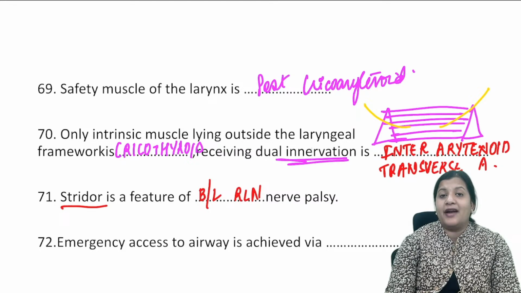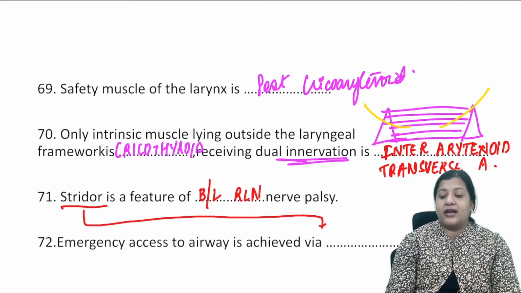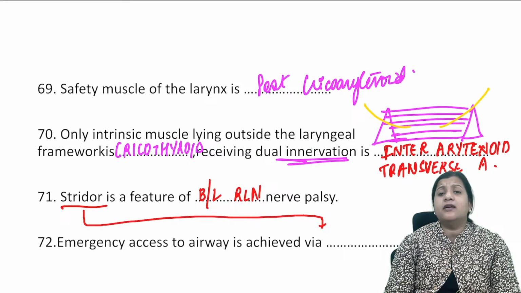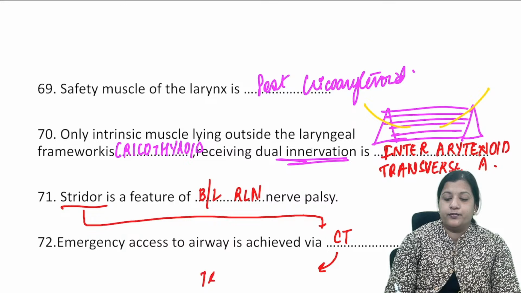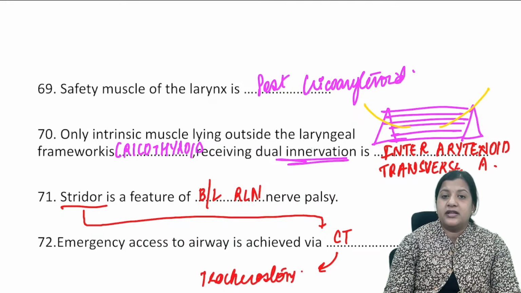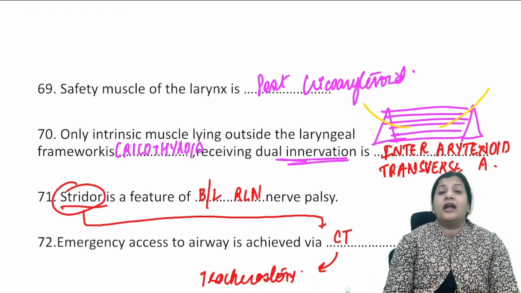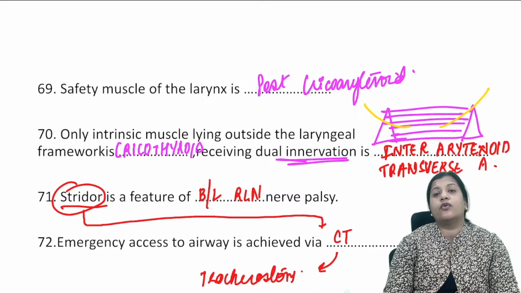Whenever there is a bilateral recurrent laryngeal nerve palsy and the patient is coming to you with stridor, you have to get an emergency access by piercing a membrane. What is that membrane? A membrane that extends between the cricoid and the thyroid. Yes, cricothyroid membrane. And if you still can't get an access, what should you do? Tracheostomy. So in an emergency, first you try to do a cricothyrotomy, because if the patient is coming to you with stridor, it takes some time to do tracheostomy. So try cricothyrotomy. If cricothyrotomy does not work, then you go and do the tracheostomy.